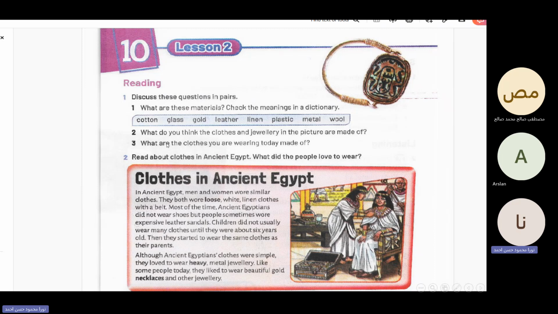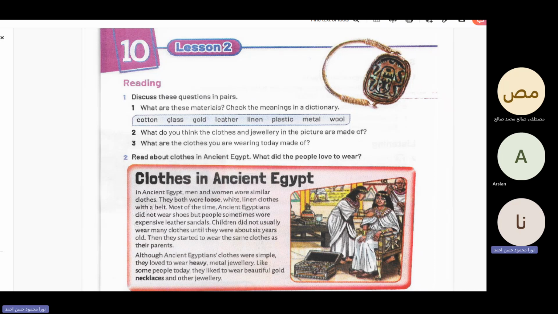Okay, now let's read together. It's an interesting blog about clothes in ancient Egypt. What did the people there love to wear? So the title is Clothes in Ancient Egypt. In ancient Egypt, men and women wore similar clothes. And of course, wore is the past of the verb wear. So men and women wore similar clothes. If you look at the picture, you will find the man wearing more or less the same clothes as the woman.